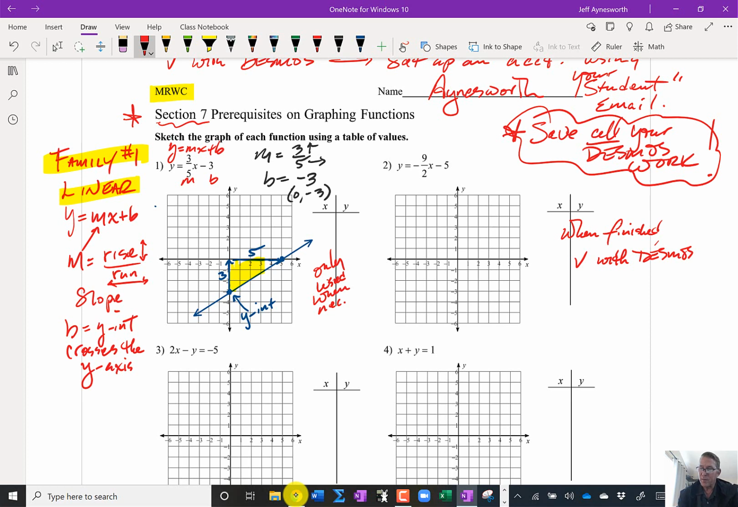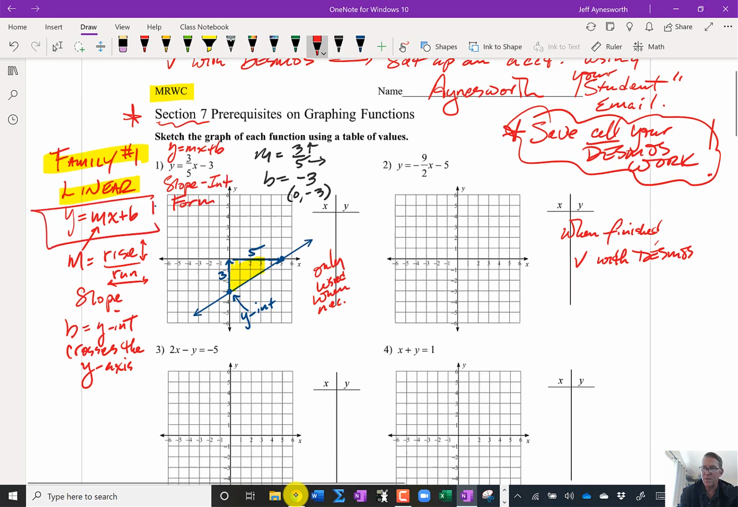So the first one was called a linear function in what's called slope-intercept form. Let me write that down. It's called slope-intercept form. That's the famous y equals mx plus b. Number 2 is the same way. Number 3 is standard form.